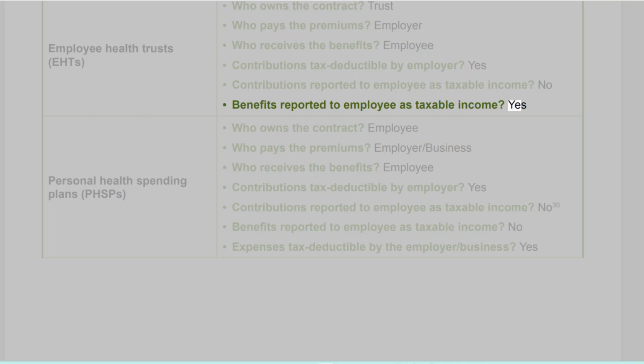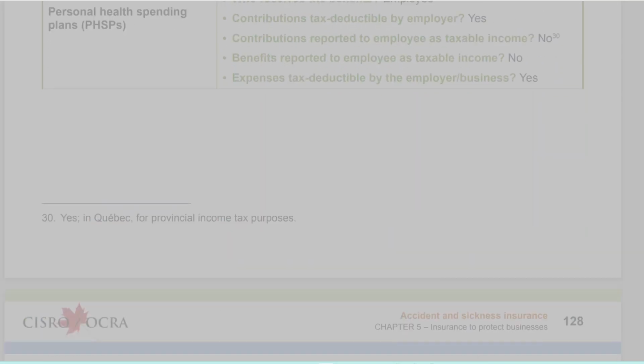Personal health spending plans, PHSPs. Who owns the contract? Employee. Who pays the premiums? Employer/business. Who receives the benefits? Employee. Contributions tax deductible by employer? Yes. Contributions reported to employee as taxable income? No. Benefits reported to employee as taxable income? No. Expenses tax deductible by the employer/business? Yes.